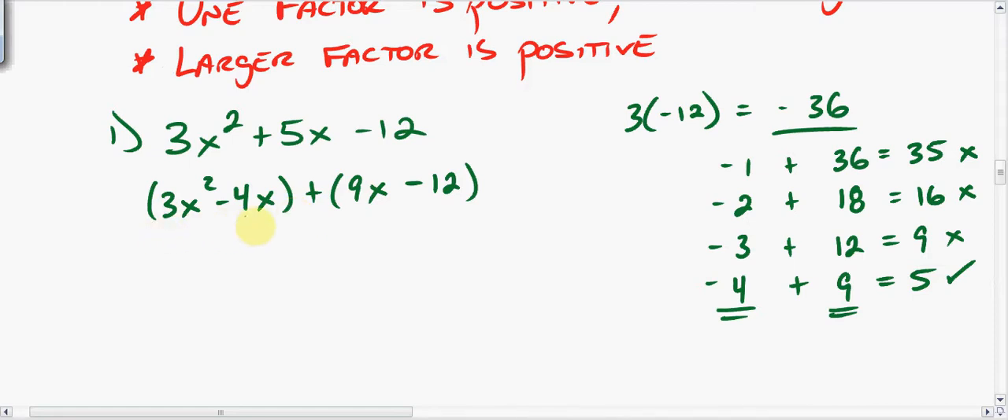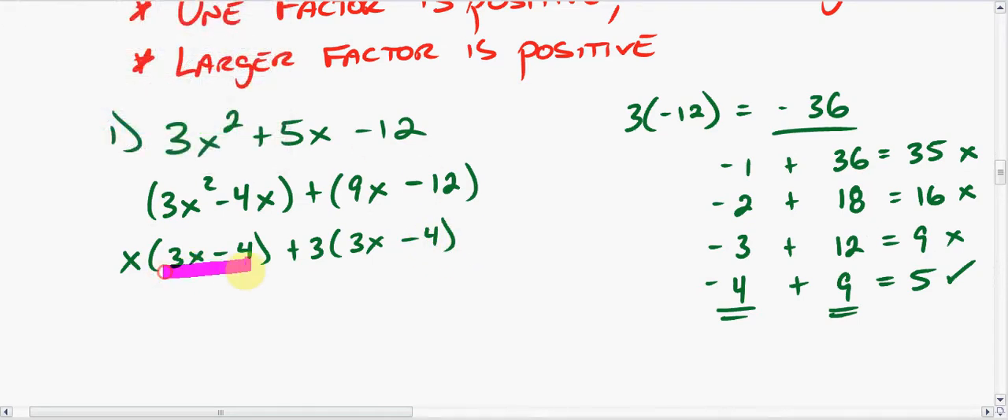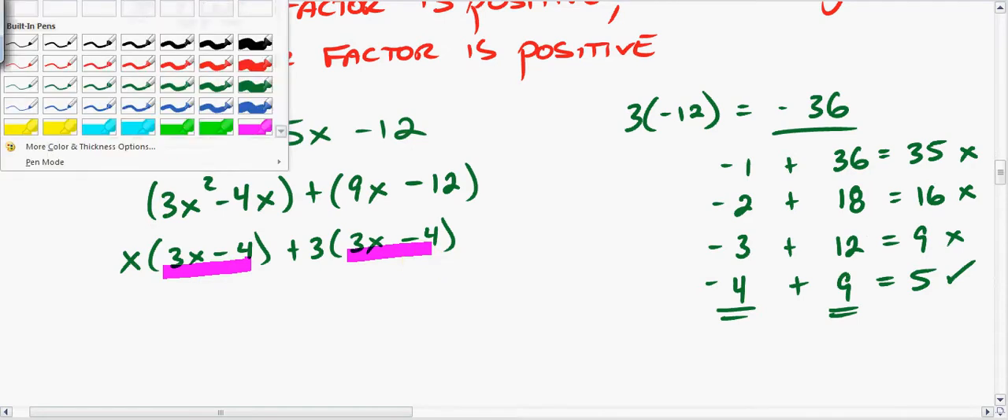So now we're going to factor the GCF out of this first binomial. And our GCF is 1x, or simply x. Factor out an x of 3x squared. We're left with 3x. Take an x out of minus 4x, and we're left with minus 4. GCF between 9x and 12 is 3. So 9x divided by 3 is 3x. Negative 12 divided by 3 is negative 4. We know we're in good shape because we have two binomials that are exactly the same.